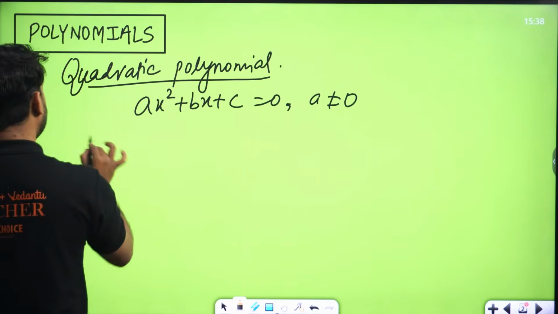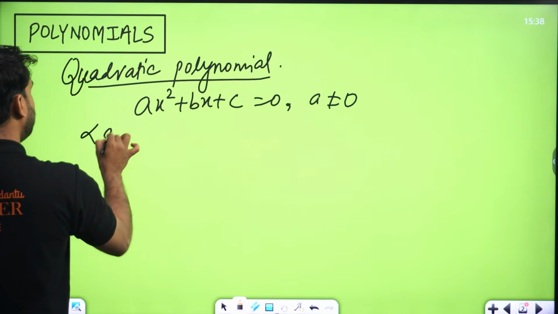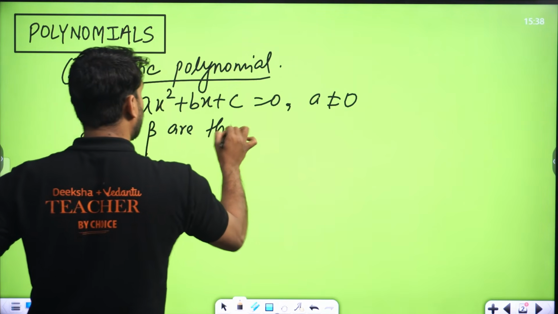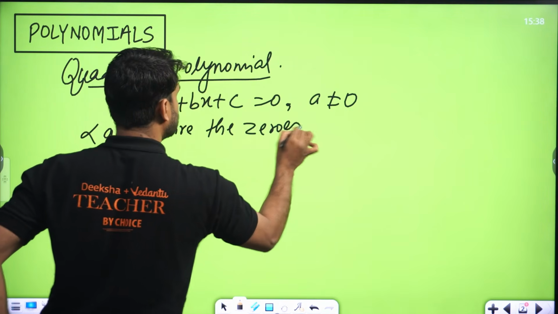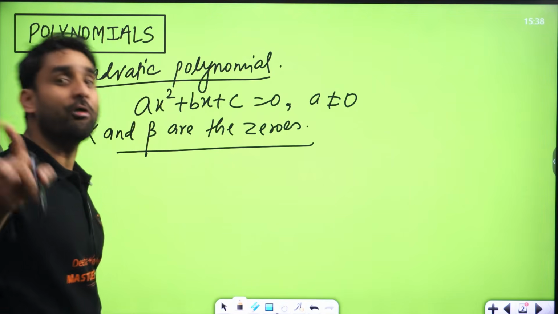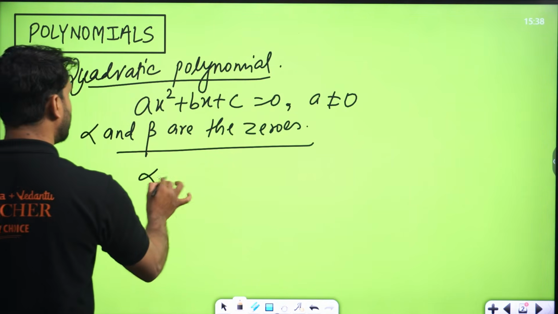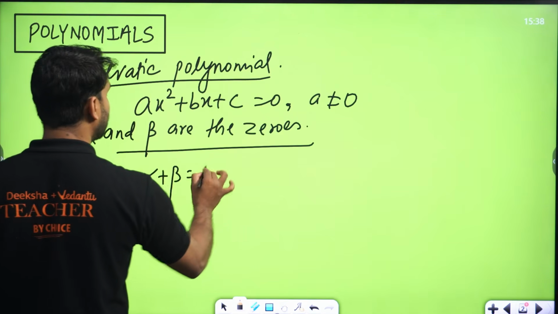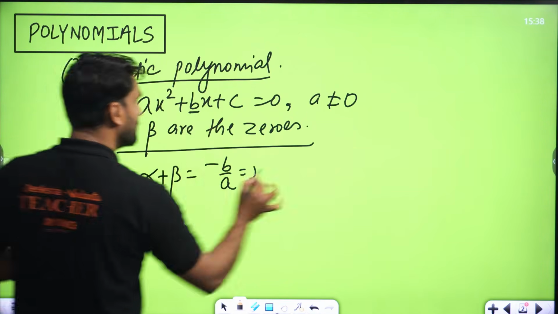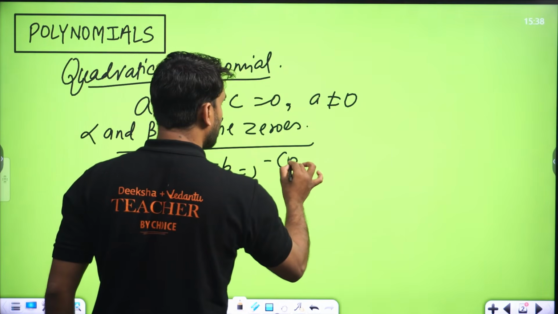Now if alpha and beta are the zeros, the question which comes is the relationship between zeros and coefficients. So you all know the sum of zeros, alpha plus beta, is equal to minus b by a, and minus b is what? The coefficient of x. So this formula is very important.